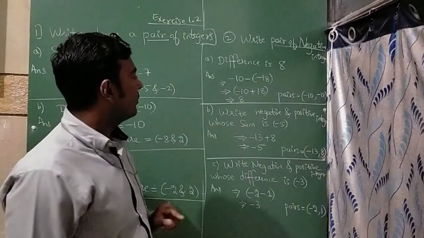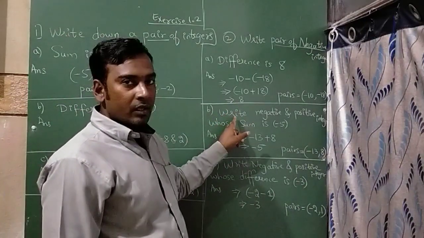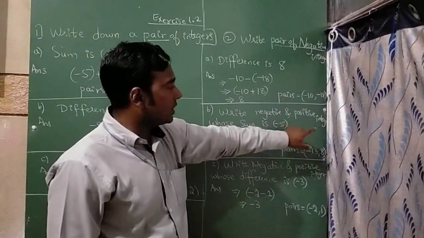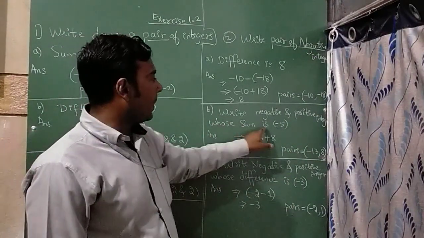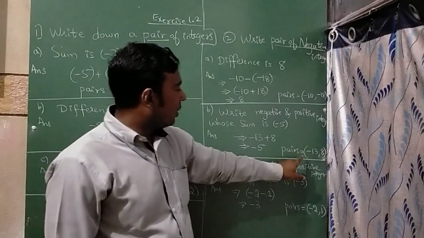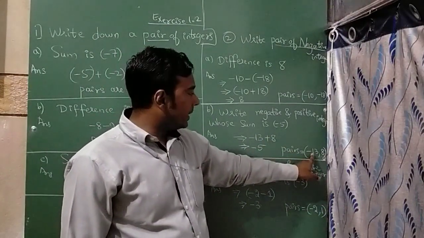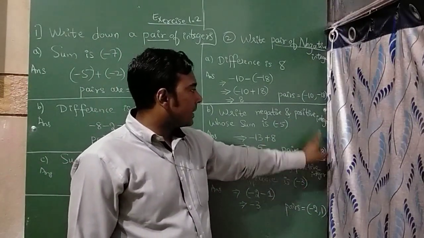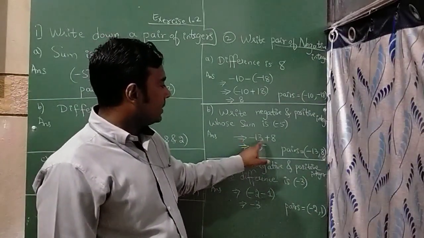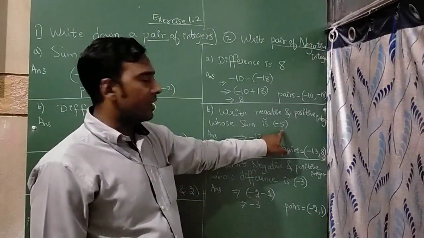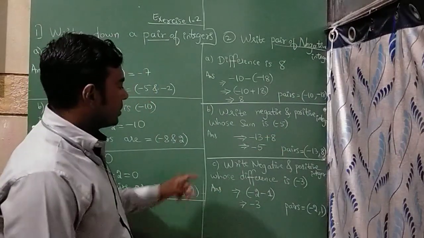Fine. Now the next question is, write a negative and a positive integer whose sum is minus 5. There should be a negative integer and a positive integer. So I have considered minus 13 as the negative integer and 8 as the positive integer. Now their sum, minus 13 plus 8, is minus 5. Right?